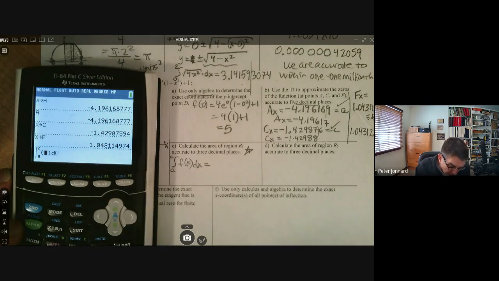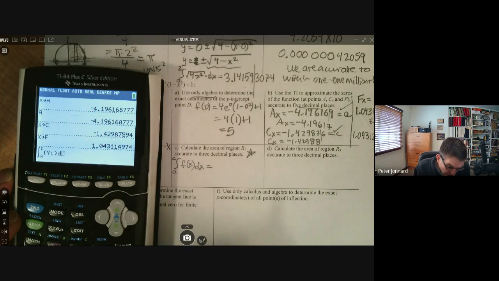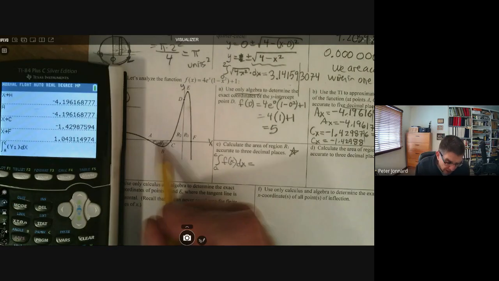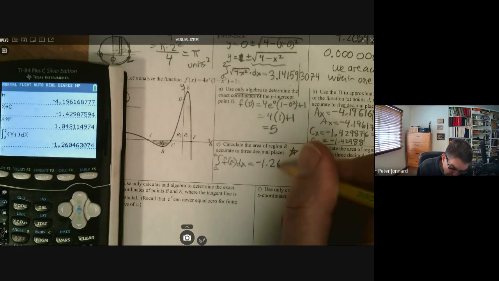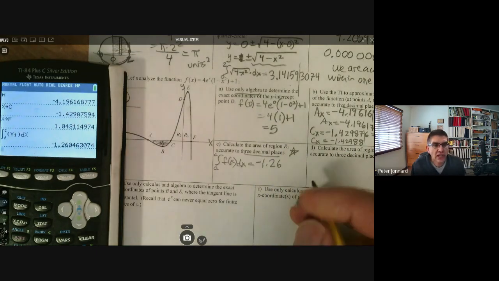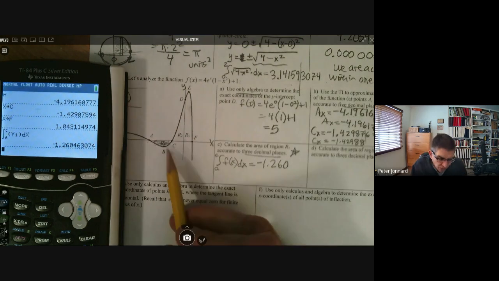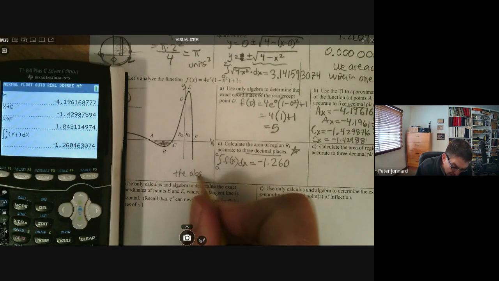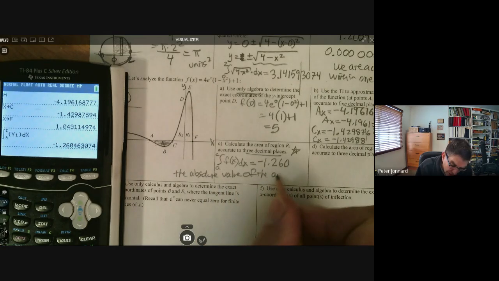And if I could remember how to do this, I think it was alpha calc, y1. I'm going to integrate y1 with respect to x, okay? What I'm expecting to get is a negative number because that's beneath the x-axis. And so I get negative 1.26, okay, 3 decimal places, I'm going to write 260, okay? But the problem is areas, the way they've worded this question, it's not entirely clear. So I'm going to say the absolute value of the area is 1.260.